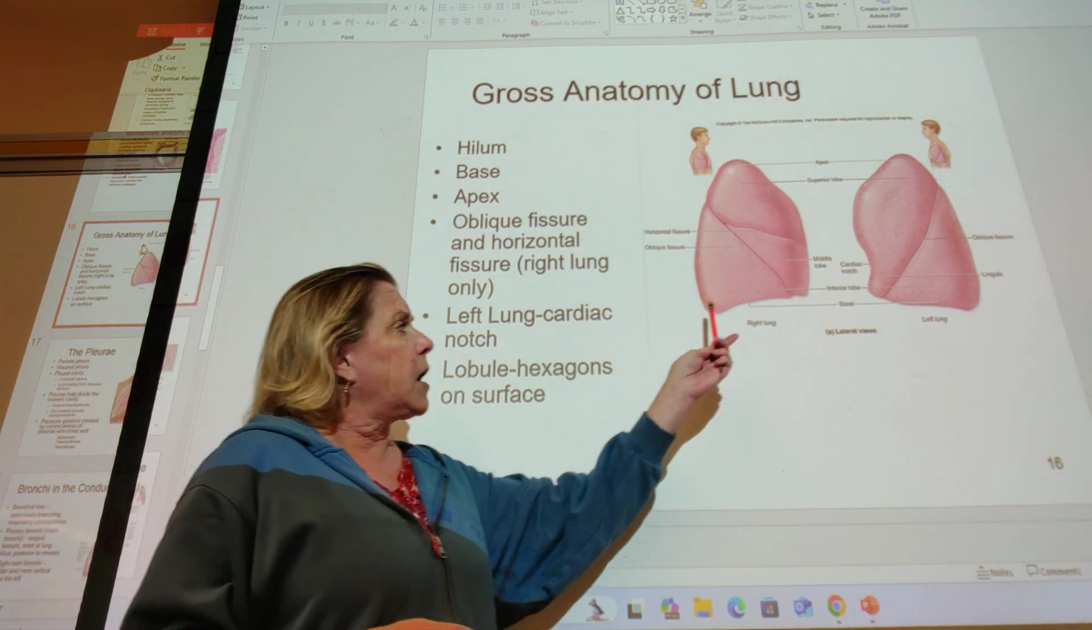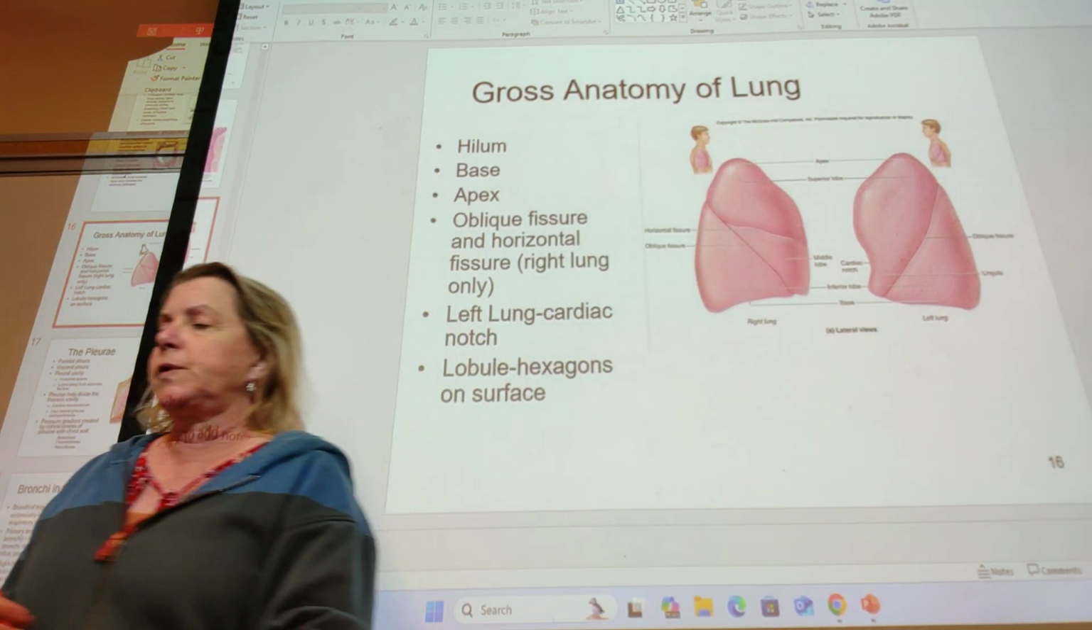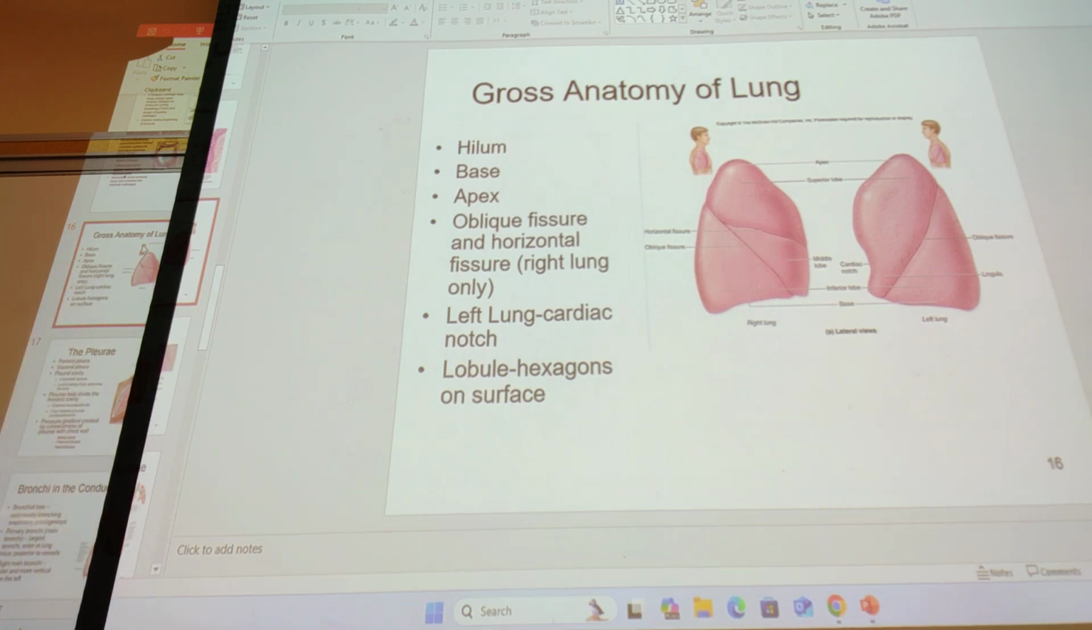These macroscopic structures that you can see are called lobules. They are like a hexagonal kind of shape on the surface of the lung, and our models do show that to you as well.